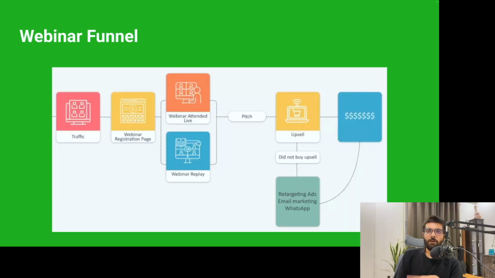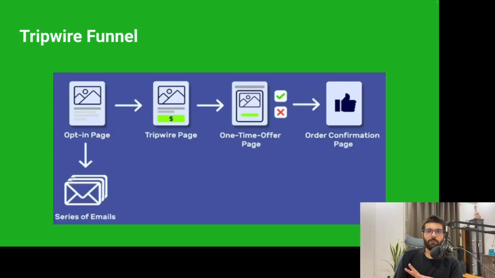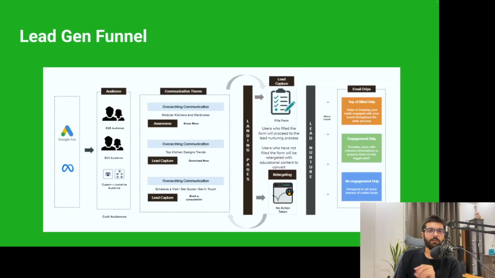So far, we have seen the webinar funnel, ecom funnel, Tripwire funnel, and now comes the straightforward lead gen funnel. You have your traffic sources, Google ads, Meta ads, YouTube, whatever, and then you have cold audiences. These cold audiences can be a custom audience related to some list, or your lookalike audiences, B2C audience, B2B audience, whatever it is, right? And then you have certain communication themes which you will be taking. Now, see, this entire scope is a sales funnel.